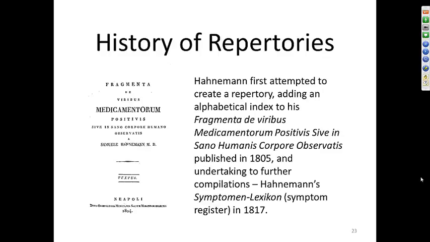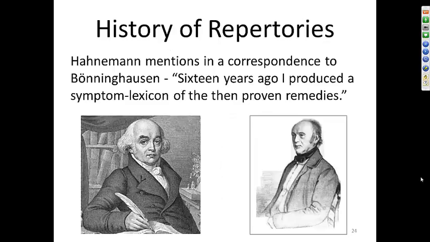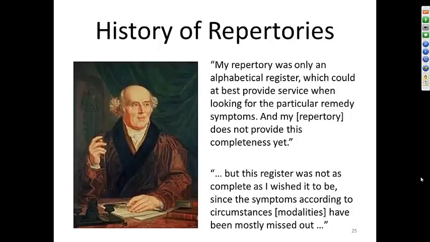Hahnemann himself was not particularly satisfied with either of the works, and as a consequence, he began to look for assistance from some of his colleagues. As a matter of fact, he wrote to Bönninghausen, 16 years ago, I produced a symptom lexicon of the then proven remedies. But he wrote that my repertory was only an alphabetical register, which could at best provide service when looking for the particular remedy symptoms, and my repertory does not provide this completeness yet. And then he also wrote, but this register was not as complete as I wished it to be, since the symptoms, according to circumstances, modalities, have been mostly missed out.